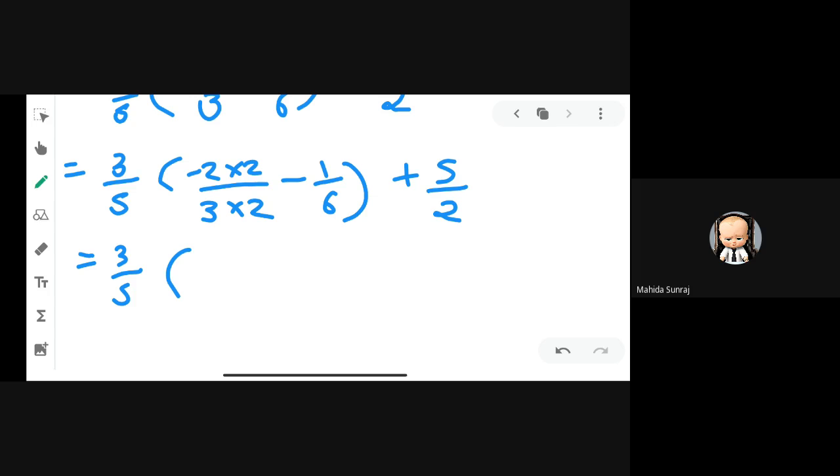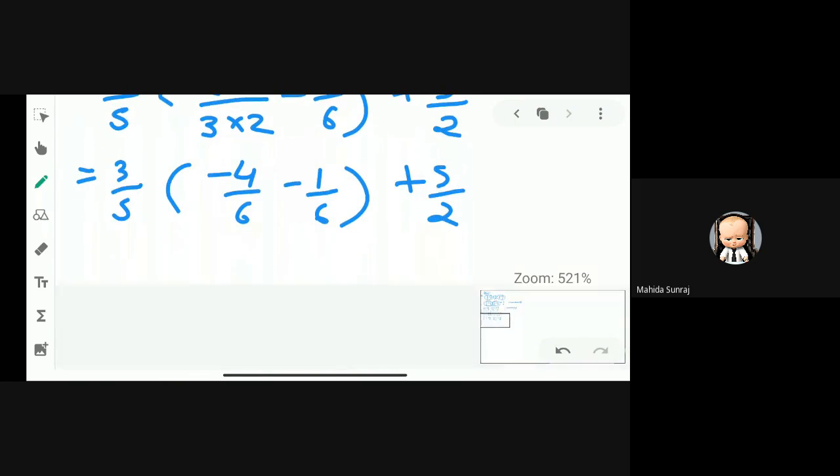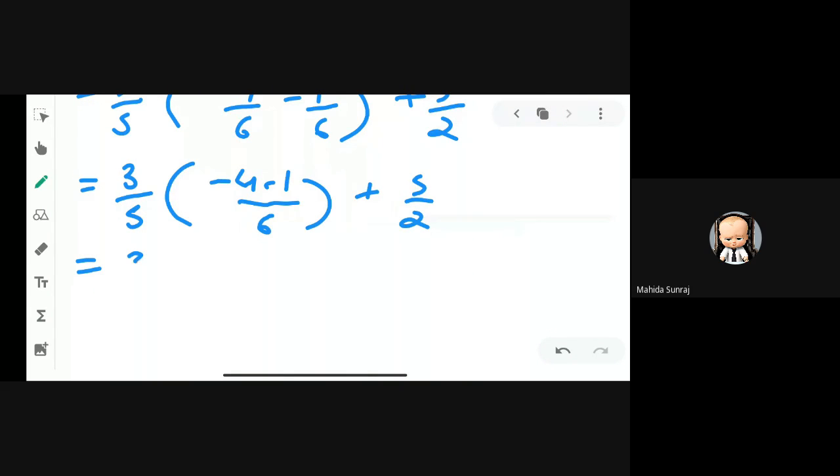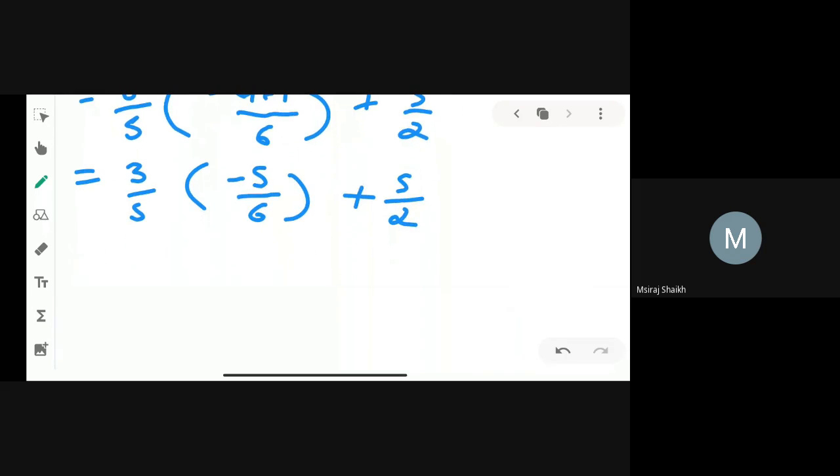Now you can see it is very easy. Minus 2 twos are minus 4 by 6, minus 1 by 6, plus 5 by 2. You can see 3 by 5. Now you can easily add or subtract the numerators. Why? Because the denominators are equal. So you can see minus 4 minus 1 divided by 6 plus 5 by 2. Again you can see 3 by 5 into minus 4 minus 1, which is minus 5 by 6, plus 5 by 2.